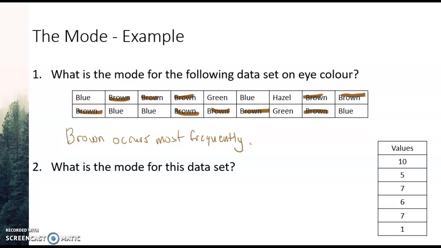When you have quantitative data instead of categorical or qualitative data, the mode is the most frequently occurring number. So if we look at this table of values, there's only one number that repeats twice, that is the number 7. So the mode for this numerical example is 7. Those are two quick examples of finding the mode for data sets.